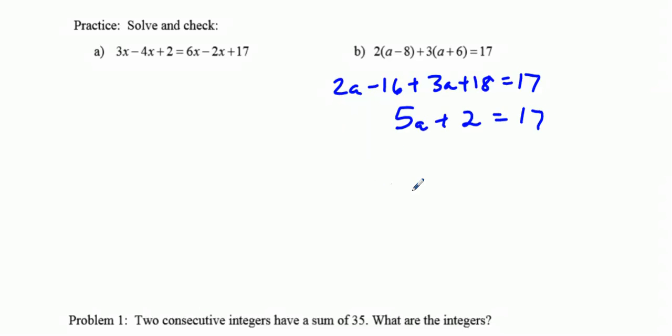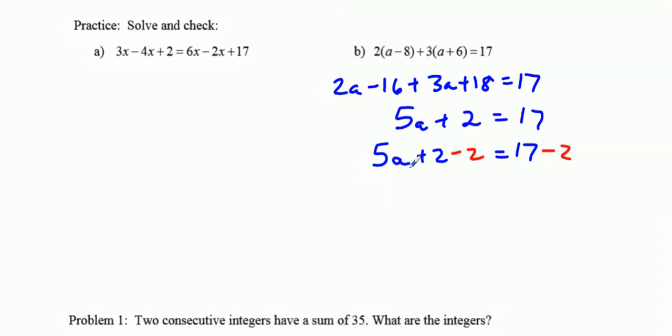So this actually distilled down to a pretty easy question. Then I've got my 5a plus 2, and I want to get rid of what's attached to the 5a. So of course I do my subtraction, minus 2 on both sides.